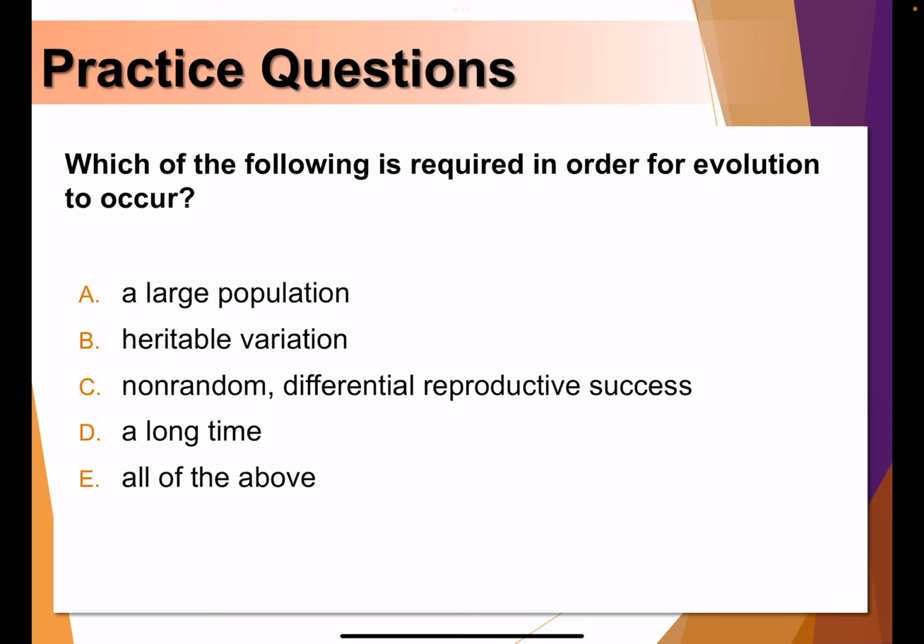Which of the following is required in order for evolution to occur? The answer should be heritable variation. You have to have a heritable trait. We already discussed that. Non-heritable traits should not affect the next generation of offspring, hence no evolution should occur. Which means all the other ones are not required for evolution to occur.